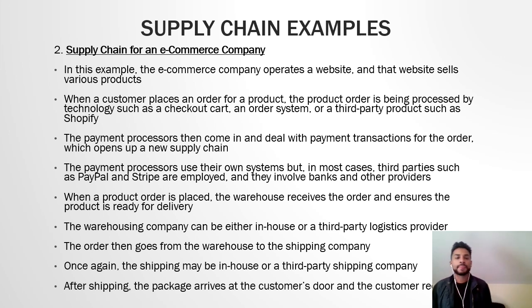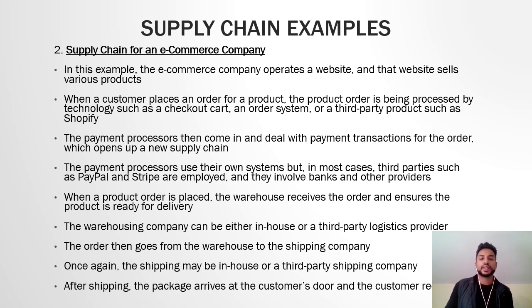Like Amazon. When a customer places an order for a product, the product is being processed by technology such as a checkout cart, an order system, or third-party products such as Shopify, right? Like Amazon, Shopify, they're all the same. The payment processors then come and deal with payment transactions for the order, which opens up a new supply chain. So here you go. Once the payment's done, a new supply chain's open. The payment processors use their own system, but in most cases they use PayPal or Stripe.